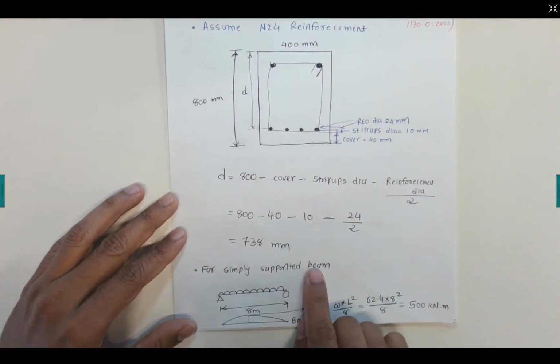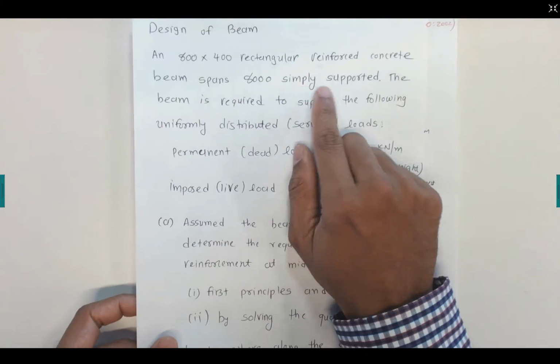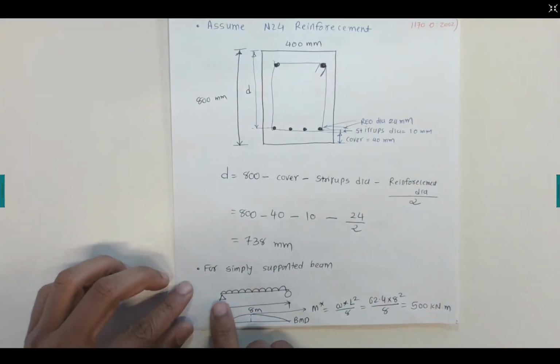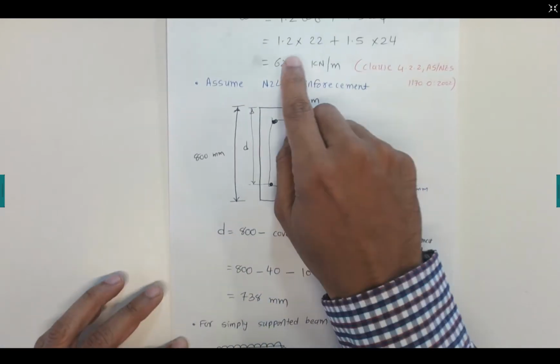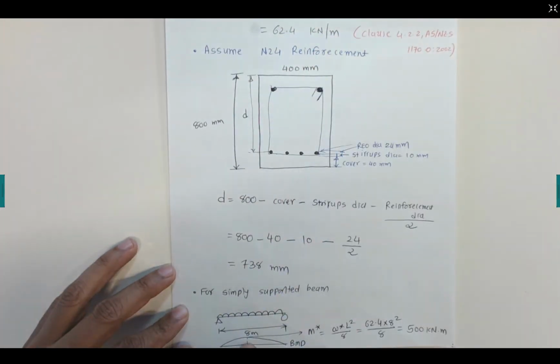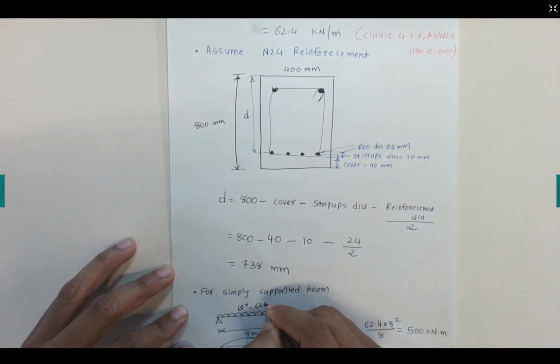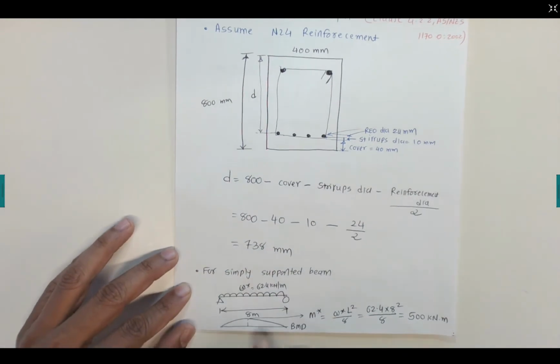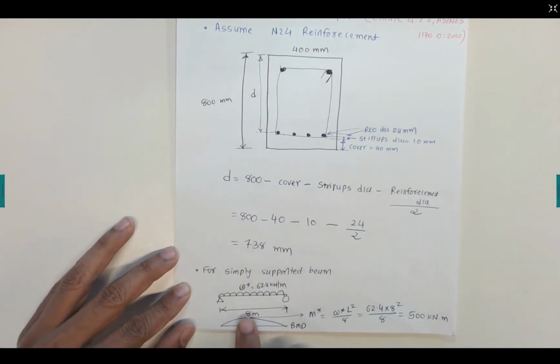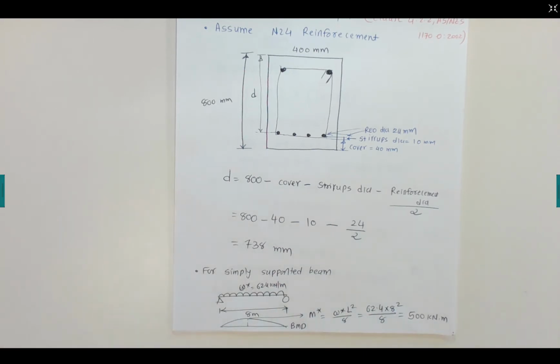Now, for the simply supported beam given in the question, we can draw the diagrams, and it has a loading of W star 62.4 kilonewton per meter. If I draw the bending moment diagram, it has this parabola, and the length is 8 meters. So to calculate the design moment here, M star is W L squared over 8. It's just structural analysis. 62.4 times 8 squared over 8 gives us 500 kilonewton meter.